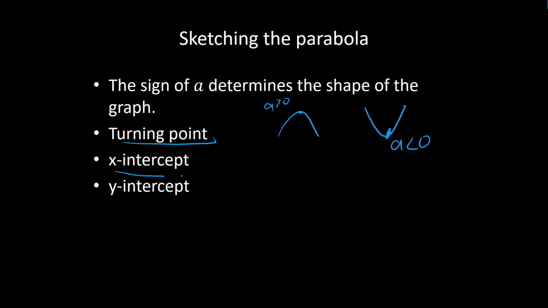And then you need to find the x-intercept by letting y equal 0. So this is where the graph will cut the x-axis. Or you find the y-intercept by letting x equal 0, which is where the graph will cut the y-axis. So these are the few steps and points that you need to be able to sketch a parabola. You need to know what the shape is, the coordinates of the turning point, and the coordinates of the x-intercepts and y-intercepts.